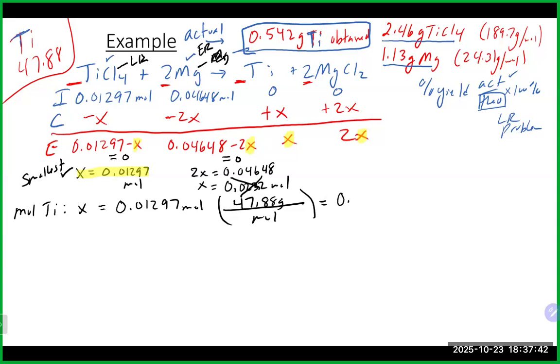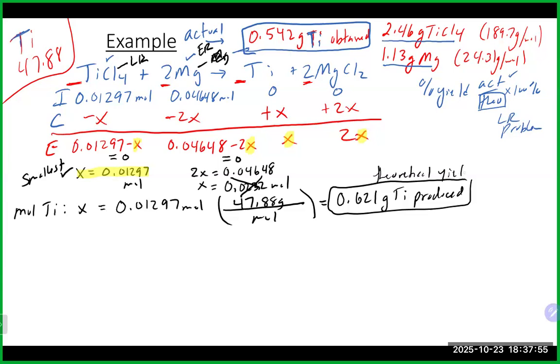And that will give us 0.621 grams of Ti was produced. That is our theoretical yield. Any questions on that there?